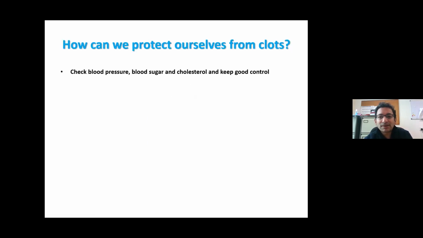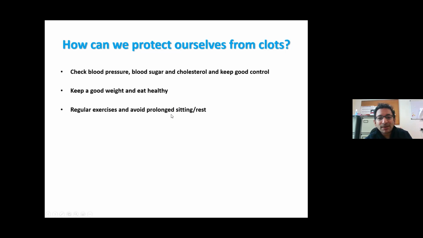And to finish off, I'd just like to give you a couple of slides to think about some things which you can do to protect yourself from clots. One, you should go and see your GP and check your blood pressure, blood sugar, and cholesterol. And if they are high, try and control it as much as possible. Keep a good weight and eat healthy. I try and say this to myself every day. It seems to be just remaining as a reminder, but I will try my best, but it's certainly a good thing to do. Regular exercise and avoid prolonged sitting.